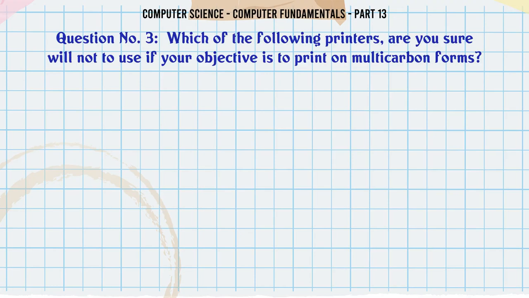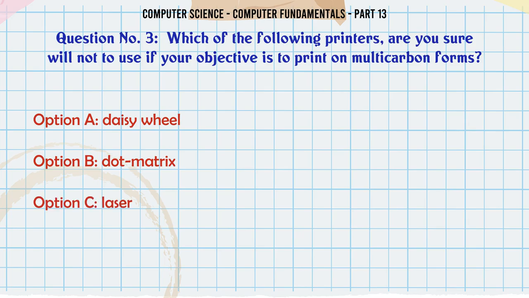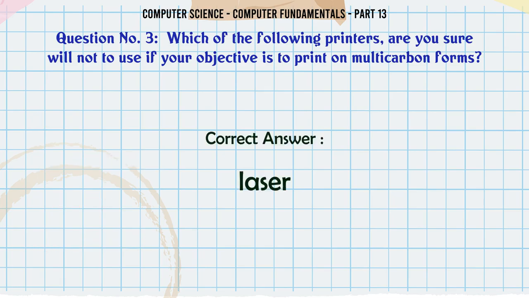Which of the following printers are you sure not to use if your objective is to print on multicarbon forms? A. Daisy wheel. B. Dot matrix. C. Laser. D. Thimble. The correct answer is Laser.